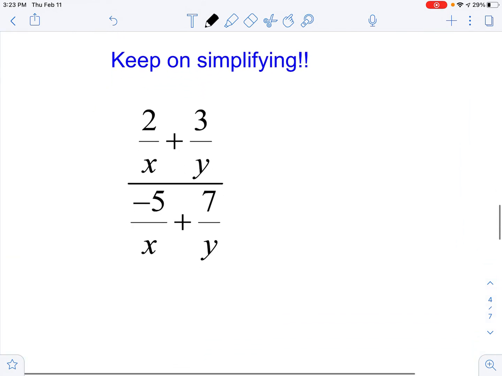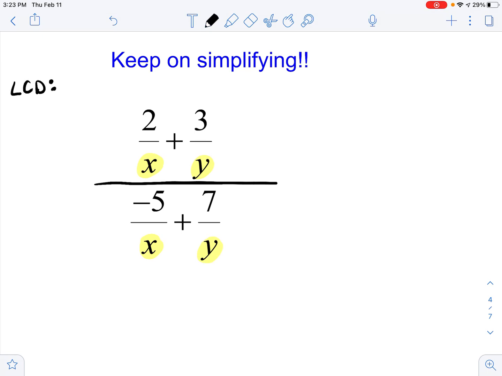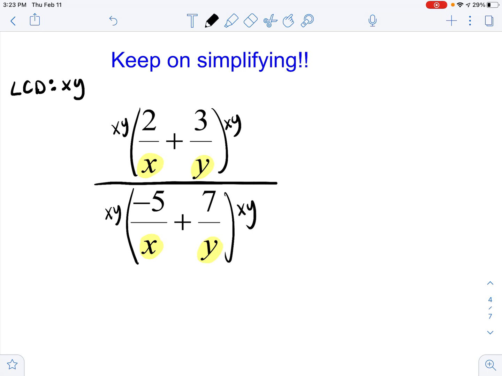So let's take a look at this question. All right, so we have a big fraction bar here, and we have two additions in the numerator and the denominator. So if we just look at every single denominator, x, x, y, y, if we identify our least common denominator and multiply every fraction by it, we should get cancellation. So my least common denominator here would be x times y. Okay, so I'm going to multiply every fraction by x times y.